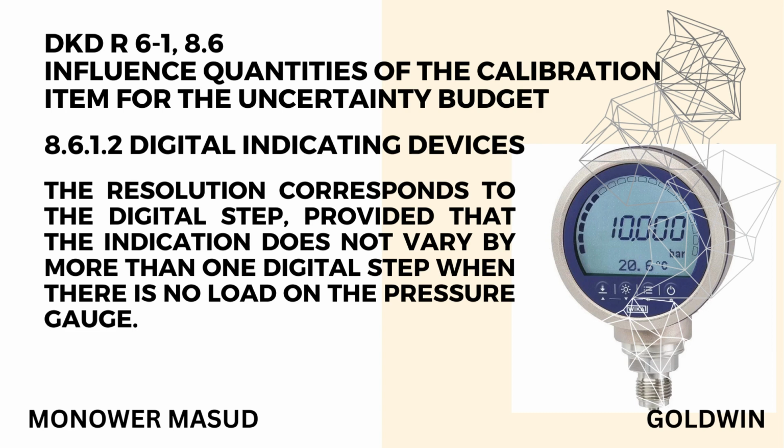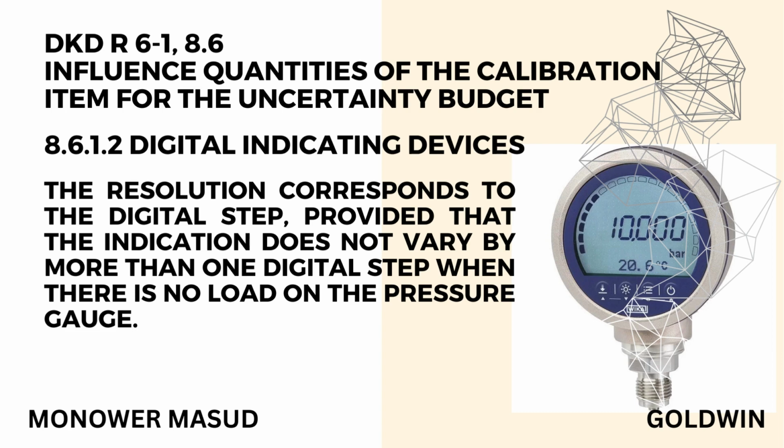The concept where the indication does not vary by more than one digital step when there is no load on the pressure gauge suggests that the resolution is the smallest change in pressure that can be detected and displayed by the digital device. In other words, the device should be able to register and indicate a change in pressure as small as one digital step. For example, if you have a digital pressure gauge with a resolution of 0.1 psi, it means that the gauge can display changes in pressure as small as 0.1 psi.